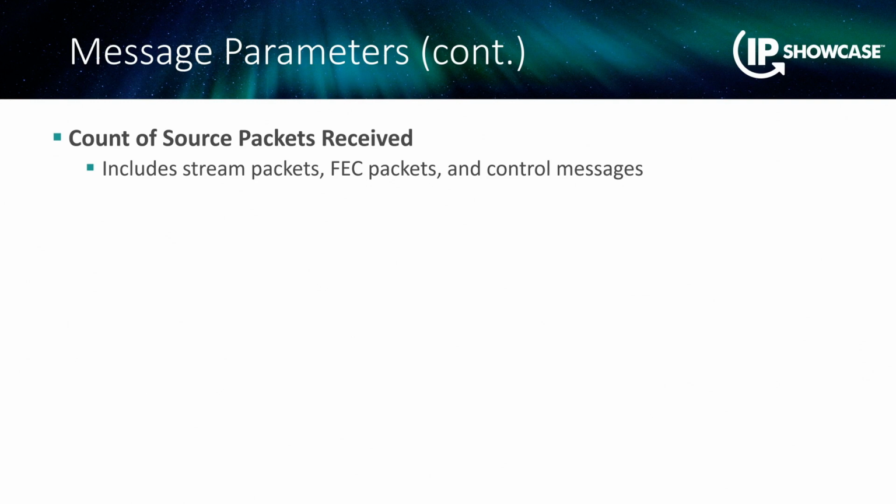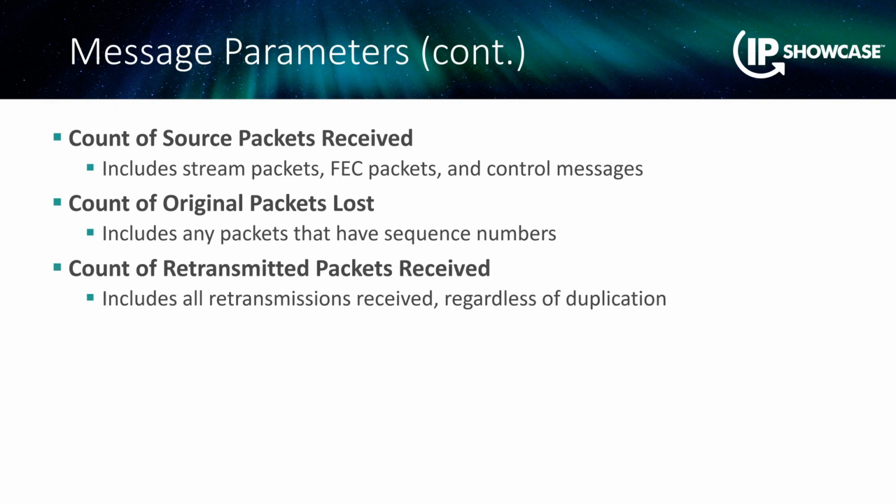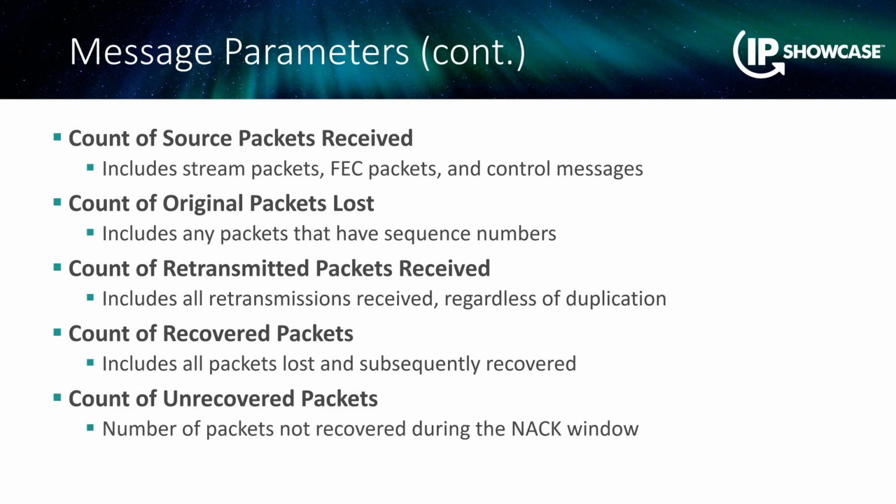Next one is count of source packets received. So you see how many packets the receiver has gotten. Count of original packets lost. So that's the incoming packet loss before you did anything about it. Count of retransmitted packets received. So if you ask for retransmission and they got it, how many retransmissions you received? Count of recovered packets. How many packets have you recovered through retransmission? So it's giving you an idea of the link quality. And count of unrecovered packets. That's the bad ones. That's the ones that you couldn't recover with ARQ.